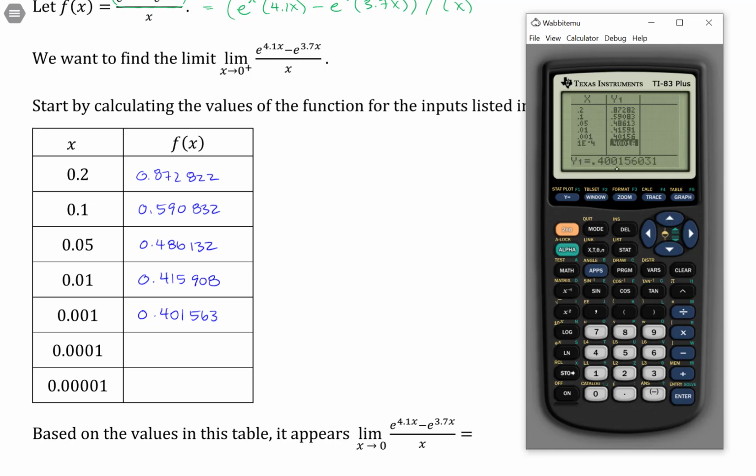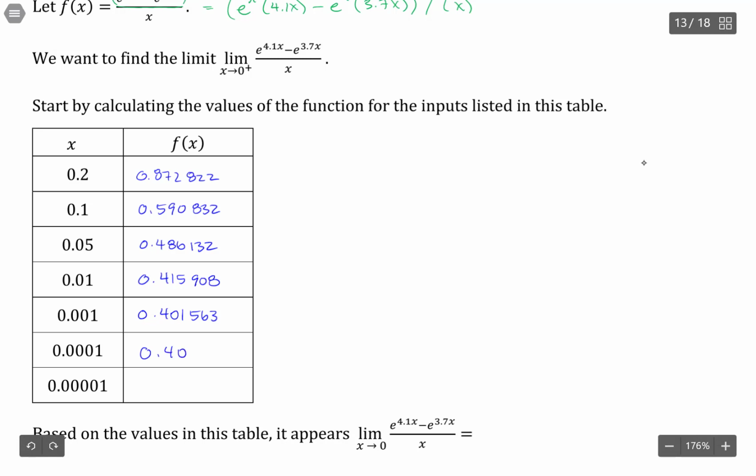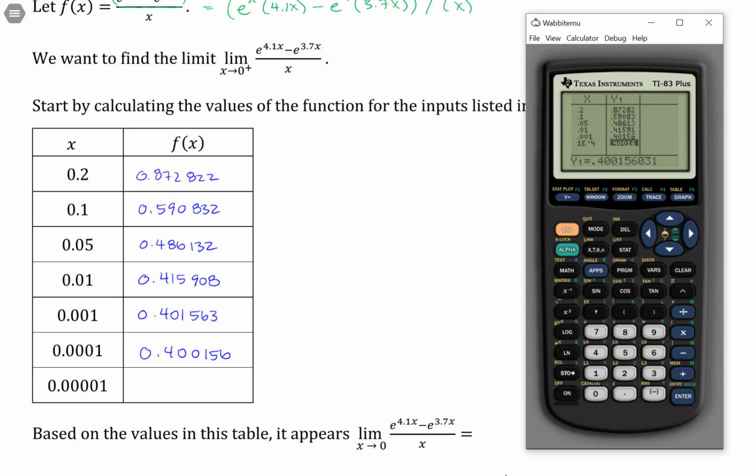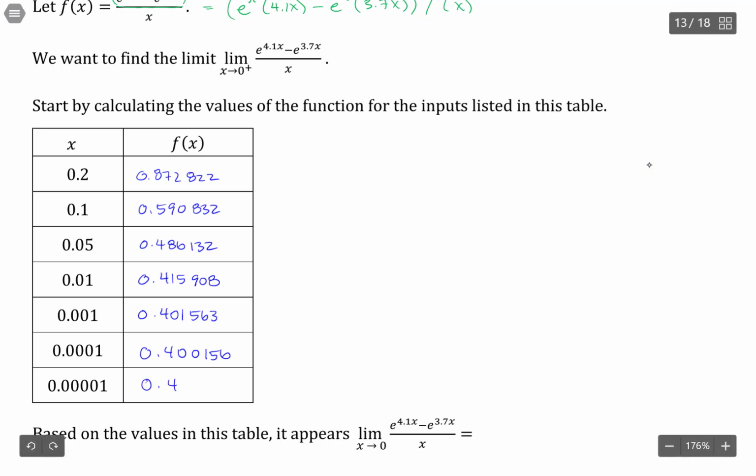So here we have 0.400156. And the next one is 4 zeros. So that's 0.400016.